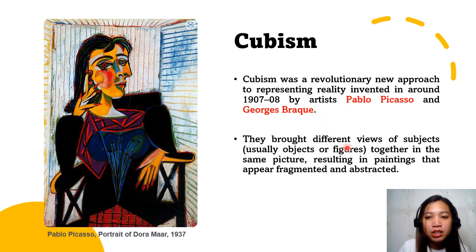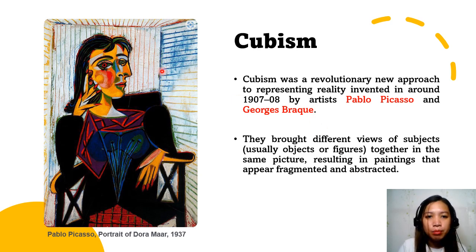So they brought different views of subjects, usually objects or figures from reality, together in the same picture, resulting in paintings that appear fragmented and abstracted. In Cubism, the lines are kind of pointed and exaggerated, and the colors are also very bright.